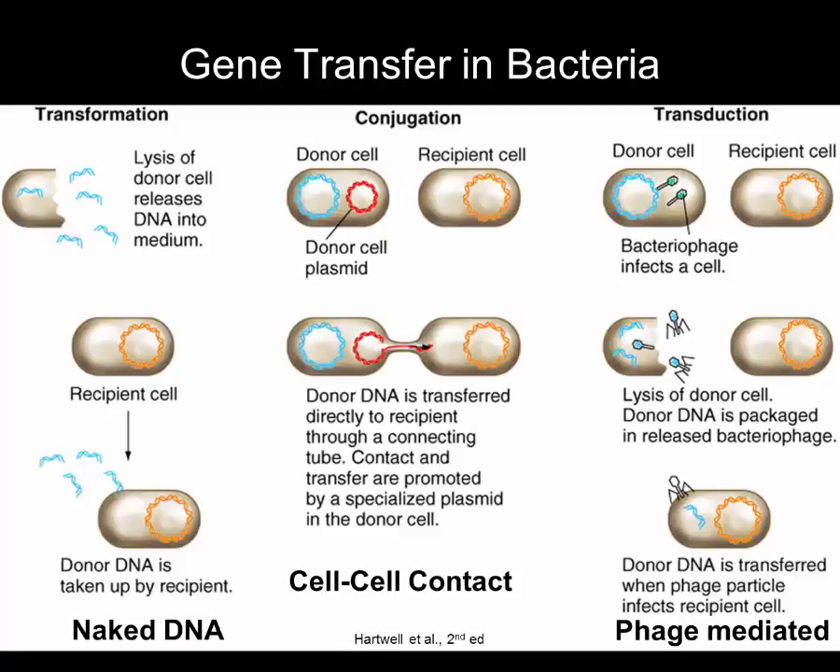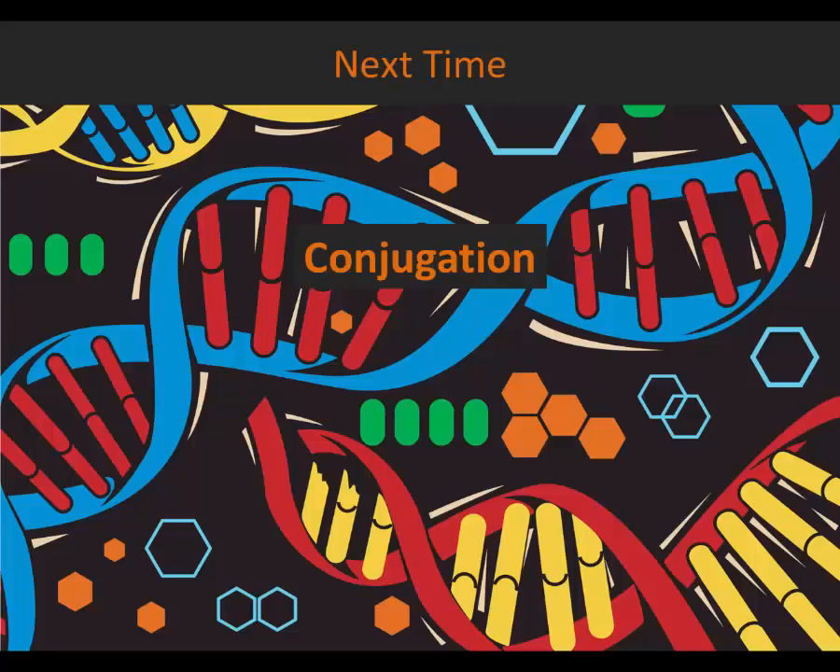The final type of bacterial gene transfer is called conjugation. In conjugation, the donor and recipient cells physically join together and DNA is transferred across a connecting bridge. This is what Lederberg and Tatum observed, and what we're going to focus on next lecture. This feels like a good spot to stop for today. Next time, we take a closer look at conjugation and how it's used in mapping bacterial genes.